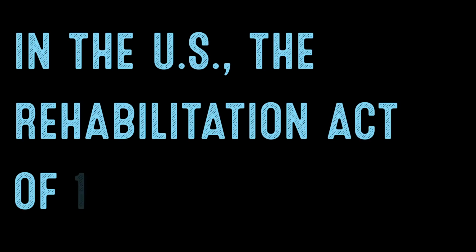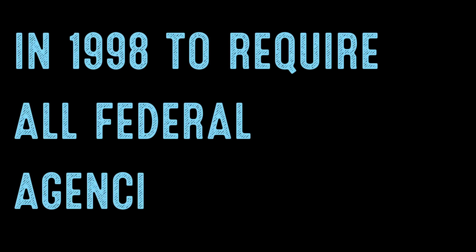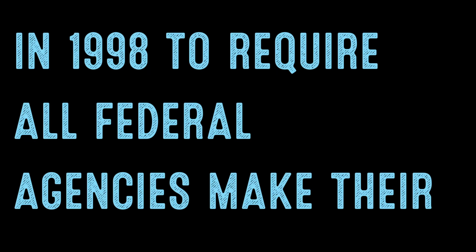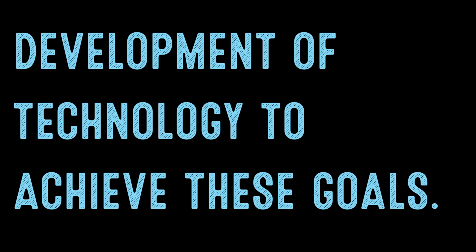In the United States, the Rehabilitation Act of 1973 was amended in 1998 to require all federal agencies make their electronic and information technology accessible to people with disabilities. It was enacted to eliminate any barriers to IT for the disabled, give them new opportunities, and promote the development of technology to achieve these goals.